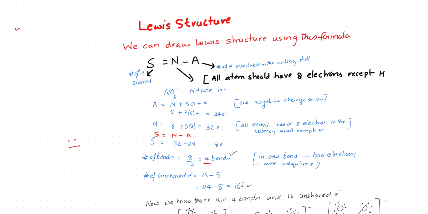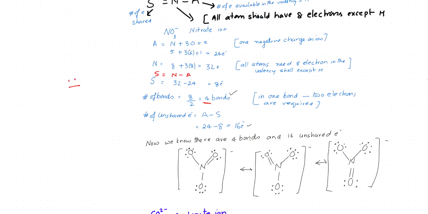Number of unshared electrons, which are not used in bonding. The formula for unshared electrons is A minus S. Available are 24 and shared are 8. So 24 minus 8 is 16. So these two pieces of information we need to draw the structure: how many bonds and how many unshared electrons.